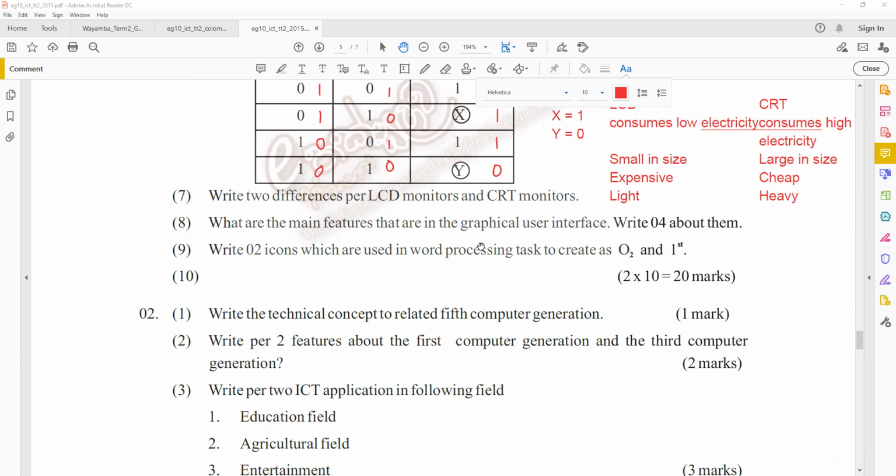What are the main features in graphical user interfaces? We discussed 4 components in graphical user interfaces. What are the things? Yes, exactly. Pramodi said we have windows, icons, menus, and pointers. So WIMP we call it, right? So that one we have discussed.